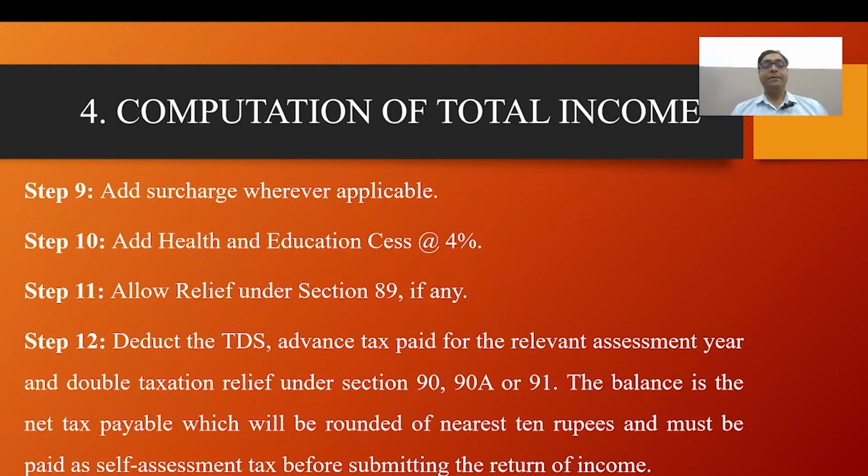Step 12 is to deduct the TDS, advance tax paid for the relevant assessment year, and double taxation relief under section 90, 90A or 91. The balance is the net tax payable, which will be rounded off to the nearest 10 rupees and must be paid as self-assessment tax before submitting the return of income. All steps will be discussed, and when we follow all the steps, we will reach the total income.